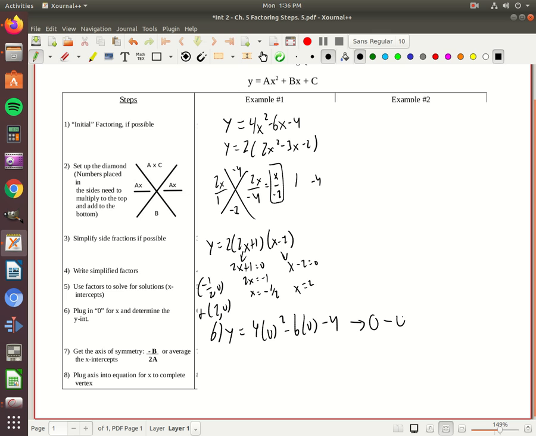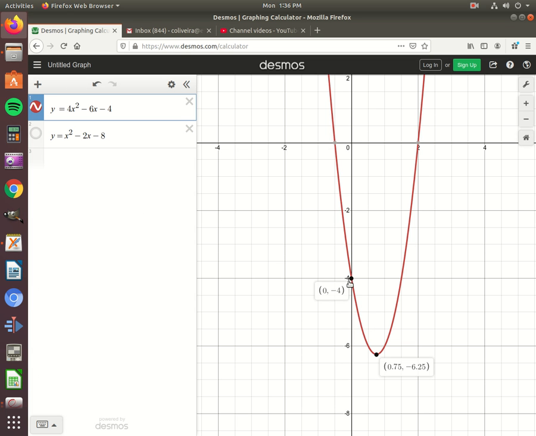Anything times 0 is 0, minus 4. I just get negative 4. Well, think about it. My x was 0. I told my x to be 0, right? That's what I chose to plug in. And when I did, my y spits out a negative 4. So there's my y-intercept right here. And again, you can see that's pretty easy, right? That y-intercept should always be very easy to find.